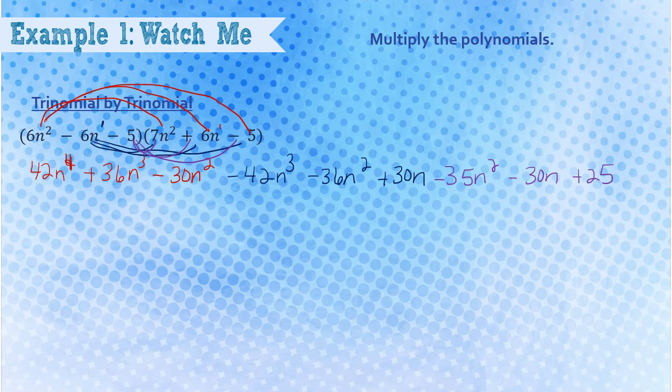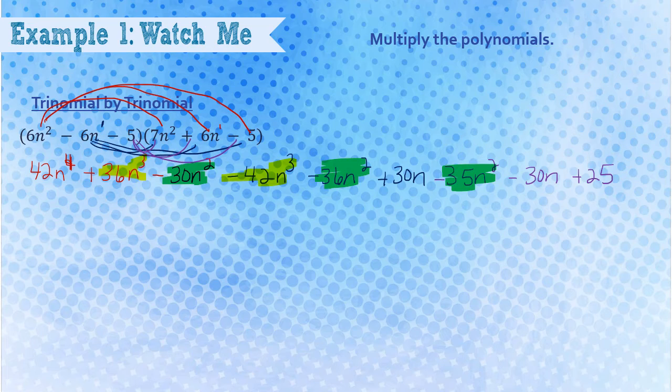All right, now that we've done this, we need to look and try to find all of my like terms so I can combine and simplify. So my first term is an n to the fourth term. I don't have any other n to the fourth terms. Next, I've got 36n cubed. Well, I see right here I have another n cubed term, so I'm going to go ahead and highlight those. Then I've got 30n squared, and I have another n squared term here, negative 36n squared, and I also have a negative 35n squared.